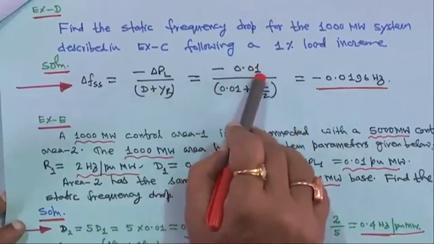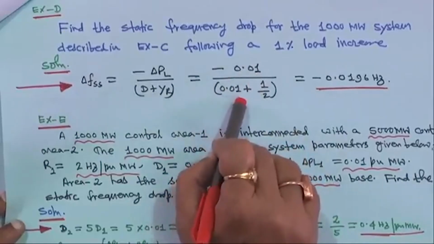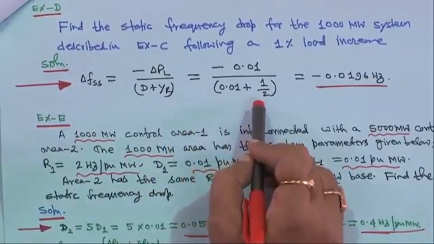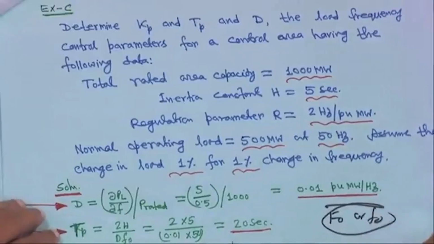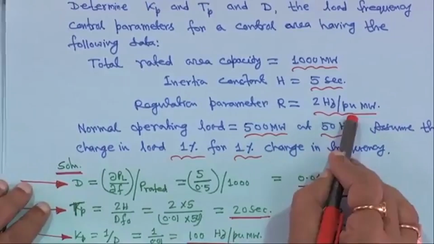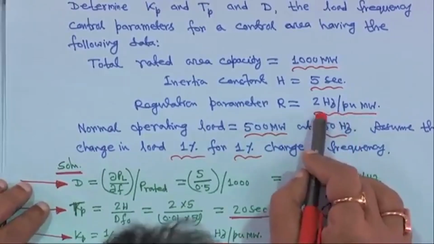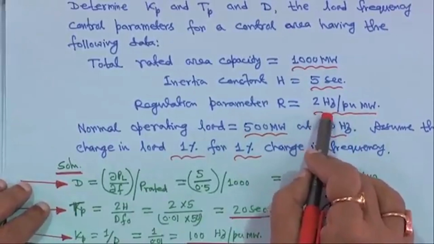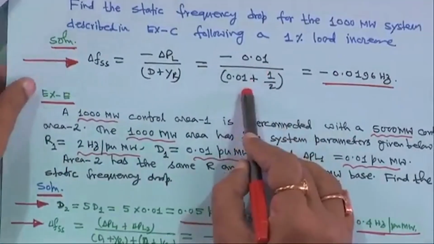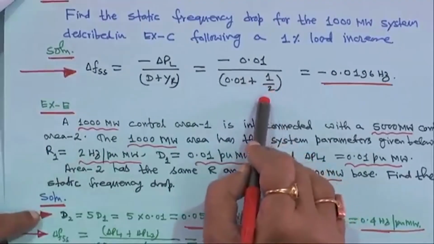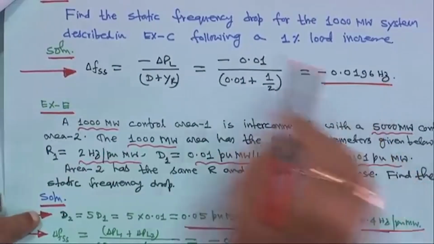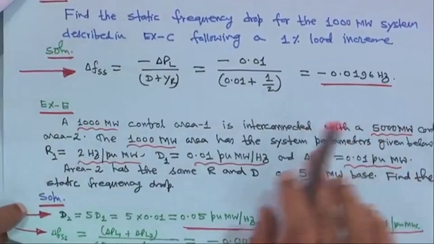So minus 0.01. D we have computed as 0.01, and it is 1 upon R, right? R is given as 2 Hertz per unit megawatt in this case, taken from the previous example data. So that means minus 0.01 upon 0.01 plus half, because 1 upon R is half. So that is minus 0.0196 Hertz. This is the answer. This is example D, a small example, right?